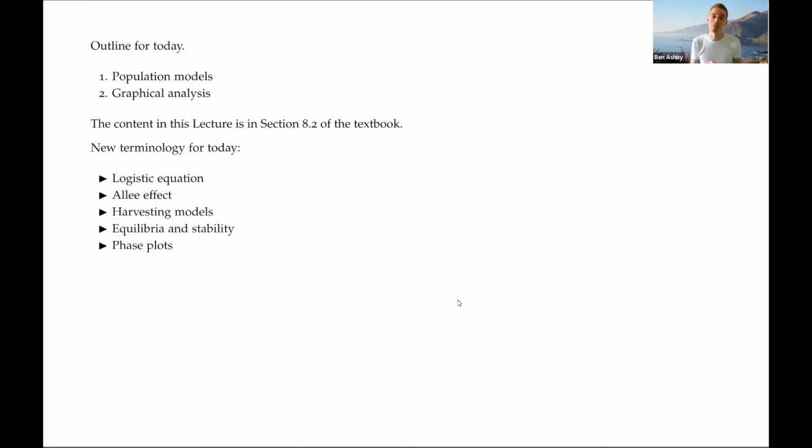Today we're going to be reviewing graphical analysis of population models in one dimension. And we're going to be focusing on the logistic equation, Allee effects, and harvesting models, and how we can use these plots to work out equilibria and stability of models as well.